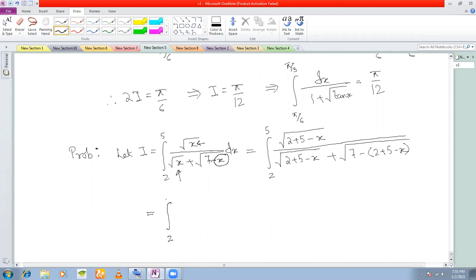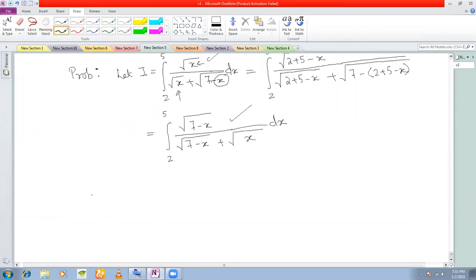So this is 2 to 5 root over of 7 minus x divided by root over of 7 minus x plus root over of 7 minus 7 plus x, so this simply becomes x, because 7 and 7 cancel. So now you see that I was equal to this integral, and I is also equal to this integral. So now we can add up the two integrals.